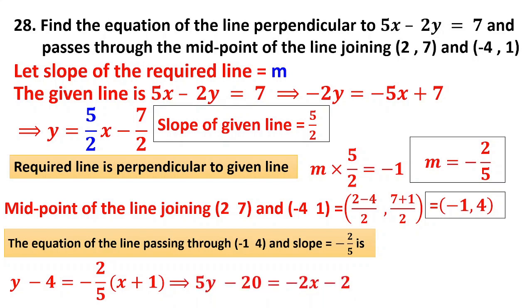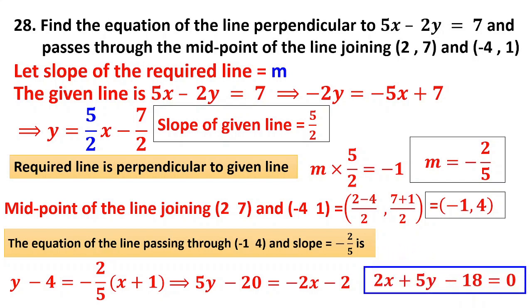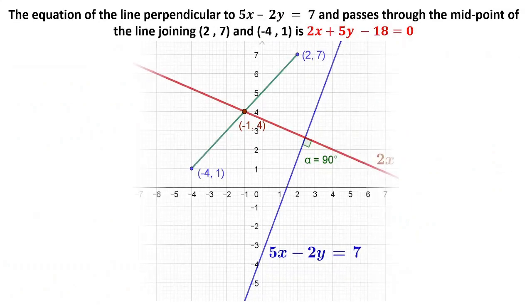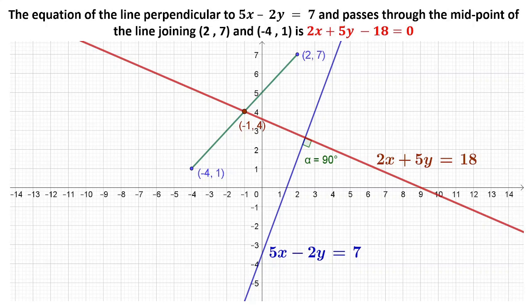By doing multiplication with the 5 throughout, it is 5y minus 20 is equal to minus 2x minus 2. Therefore, 2x plus 5y minus 18 is equal to 0. Can we visualize it on a graph sheet? Yes. You have been given (2, 7) and (-4, 1). The midpoint is (-1, 4).